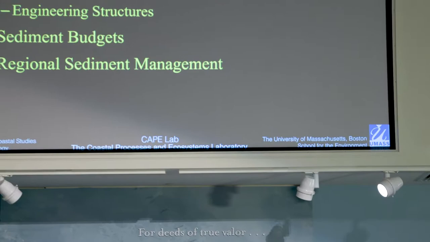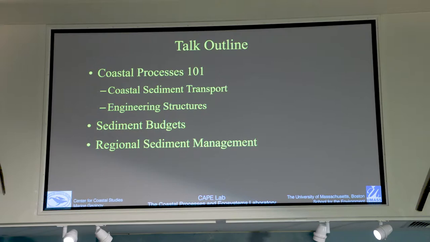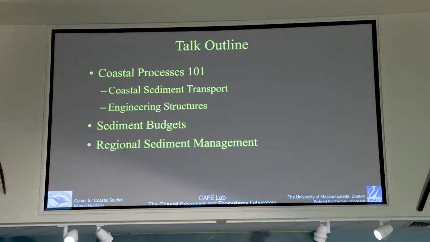Sand does not move along arbitrary boundaries, right? It just moves. So if you come across a town line, sand keeps moving, right? If it goes into one harbor, it comes out the other, that kind of thing. So we're moving toward, as a state, regional sediment management plans, and the sediment budget is a way which you could base that on.